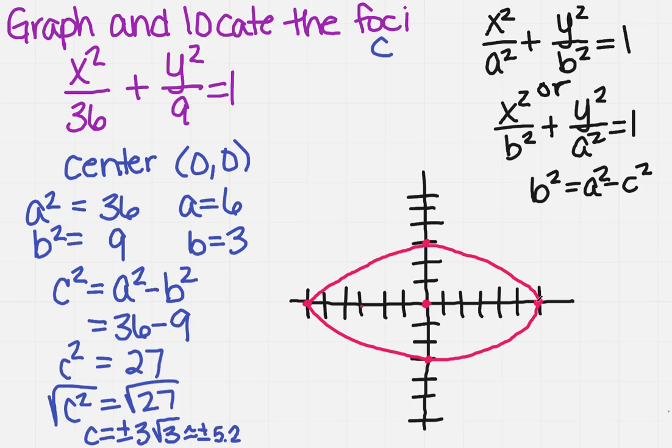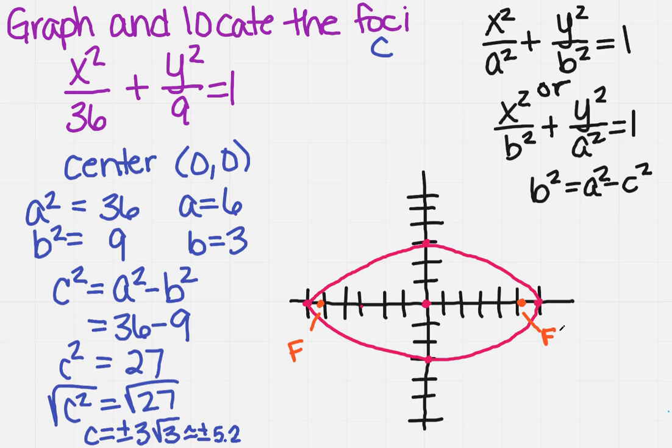Now, I haven't done anything with the c. Remember, c is where my foci are located. We said that was at plus or minus 3 square root of 3, and the approximation for that is about 5.2. So it's going to be somewhere around in here. Let me change the color so it's a little easier to see. So that's going to be right here and right here. I'm going to label those with an F so that we can remember what they are.